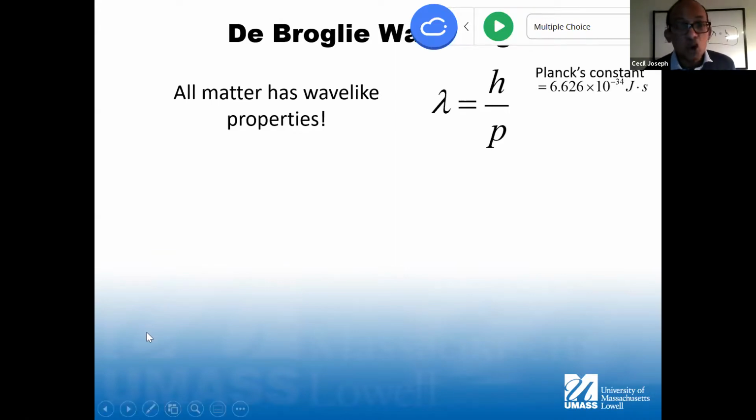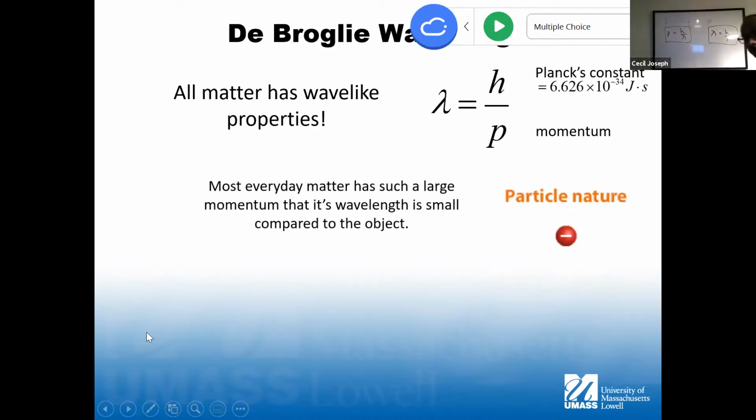For most ordinary objects, if you look at the numerator and denominator in that expression, lambda is very, very small. Even for an ordinary atom moving at some reasonable speed, this number comes out to be ridiculously small because h is 10 to the minus 34. So for stuff like us and tennis balls, our momentum is huge, so our corresponding wavelength is very, very small.